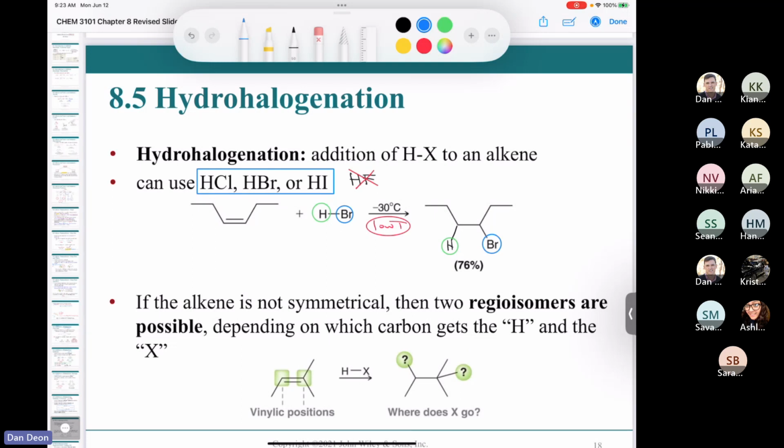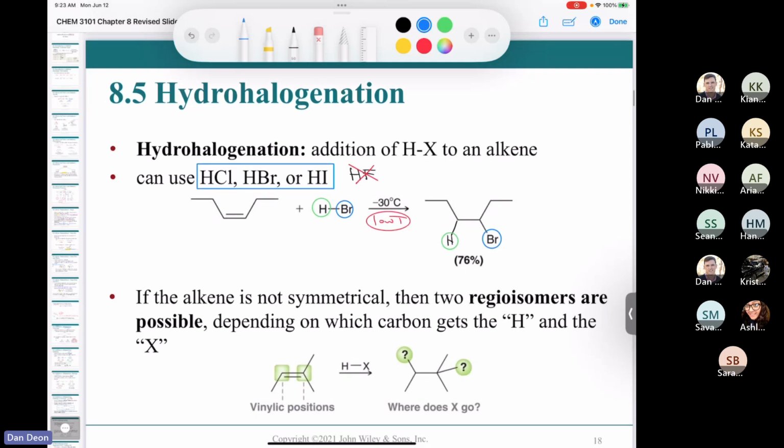Now we're going to get into the mechanism of all this in just a second. But what I'm going to cover in the next few minutes is the two possible regioisomers you can get when you have an asymmetrical alkene. What if you have an alkene like this one down here that is not symmetrical? You have two different vinylic positions. One of them has a hydrogen attached to it and the other one has no hydrogens attached to it. And what we're going to get into now is something called Markovnikov's rule.